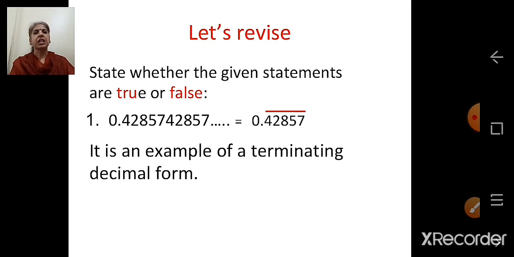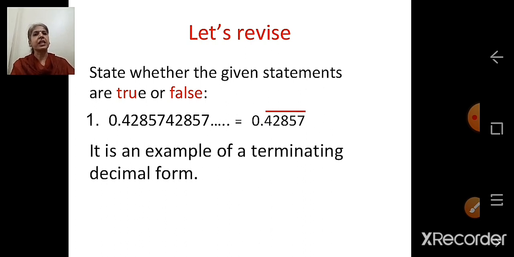First question is 0.42857 dot. It means it is continuing. Is equal to. So how is it written? 0.42857. Again the same number is recurring, that is the same digits, 42857. So what we do is put a line above those digits, which we call a bar. So it is 0.42857 bar. It is an example of a terminating decimal form.